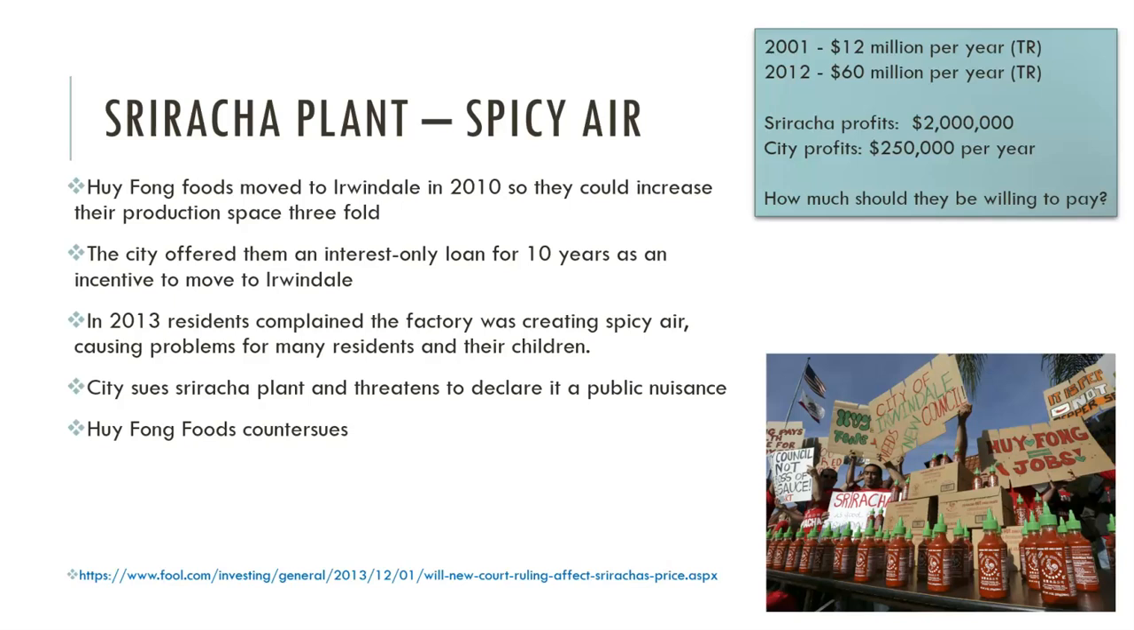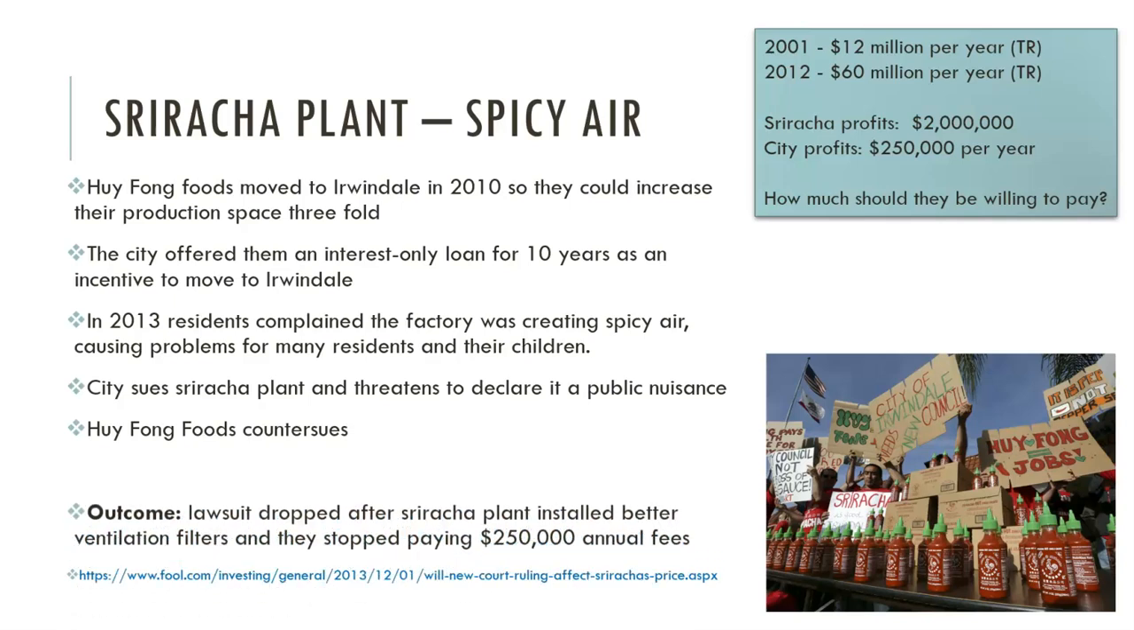So in 2001, they were making $12 million per year, and by 2012, they were making $60 million per year. Now, this is not profits, this is just total revenue. So they're able to sell a lot more sriracha than before. And I think probably 2013, whenever they looked at the profits, they were making about $2 million per year. And the city was making $250,000 per year from the factory being here. So, how much would they be willing to pay? Well, we're not quite sure how much the air filter is. But if the city's making $250,000, Sriracha's making $2 million, it needs to be somewhere in between there for it to work out.